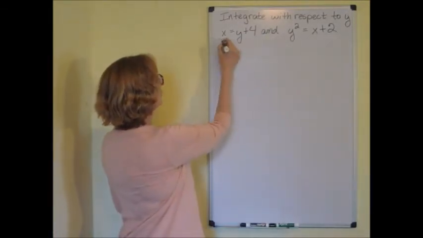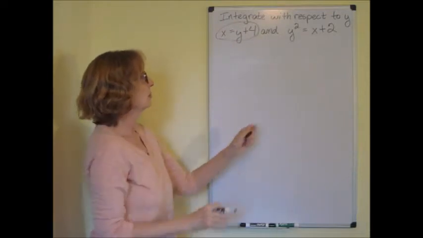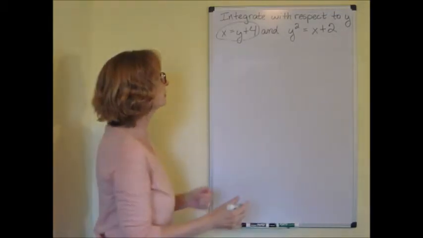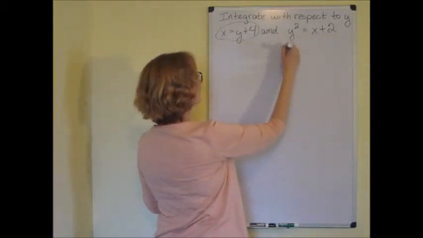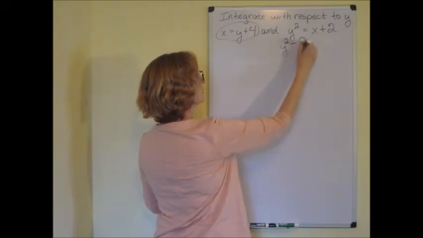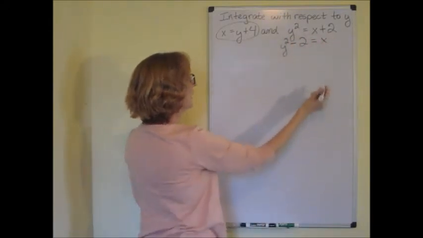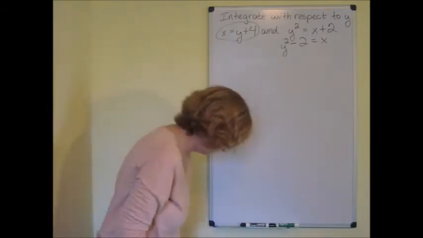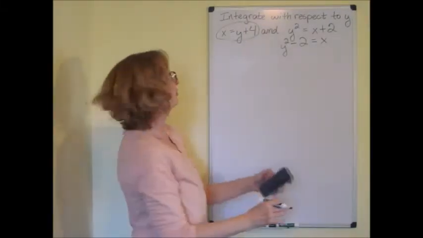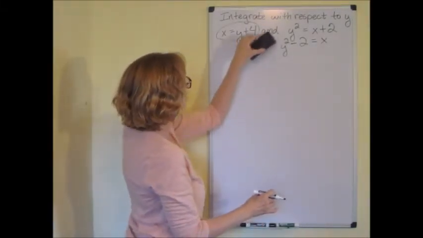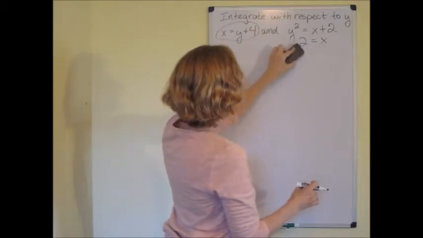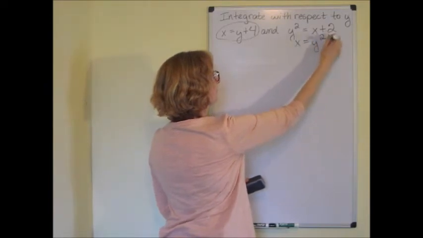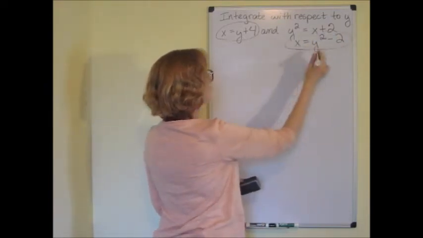Well, this first one is ready to go. I'm just going to circle that. But you see that the second equation, I'm going to have to solve it for x. So I will. I'm going to subtract 2. That's going to give me y squared minus 2 is equal to x. Now I have that one solved for x. I'm going to rewrite that one. I like to always put it with my x first. So that's going to be x equals y squared minus 2. And that one is now ready to take a look at.